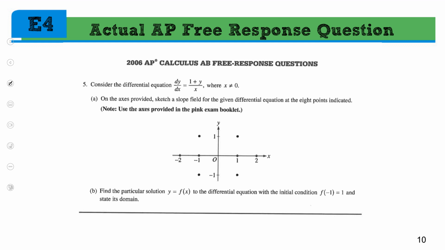Can I offer a hint? Yes. When you're separating your differentials, you're going to leave these puppies together as one unit. Okay, carry on.